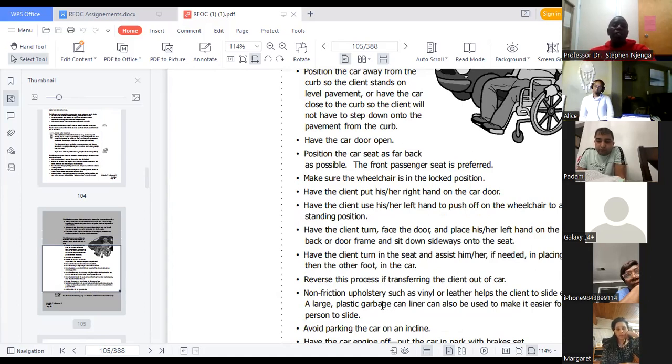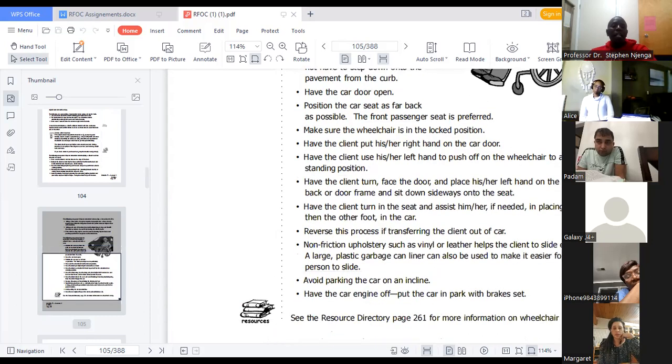Slippery, low-friction upholstery such as vinyl can help the client to slide easily. A large plastic garbage liner can also be used to make it easier for a person to slide. Avoid parking the car on an incline. That means you cannot try to put the client inside the car on an uphill. It has to be flat all the time. Have the car engine off. Okay, put the car into park with the parking brake set.